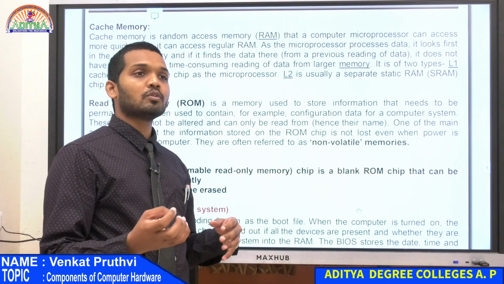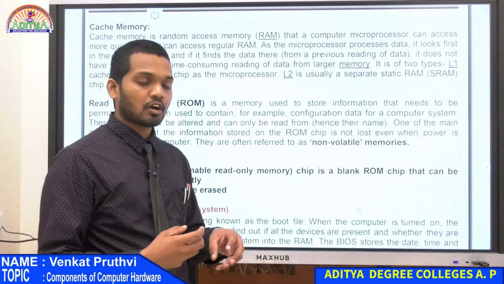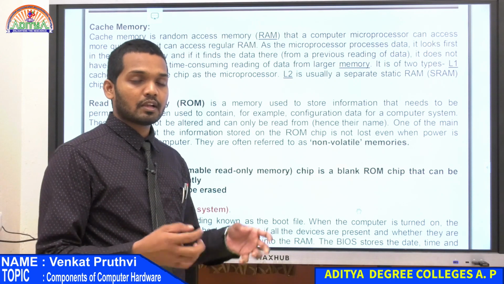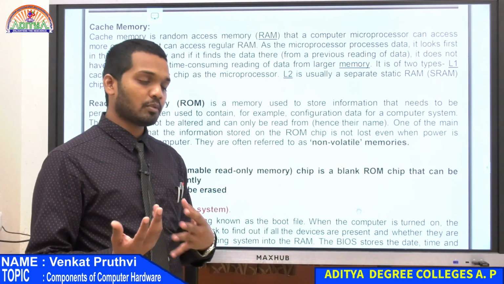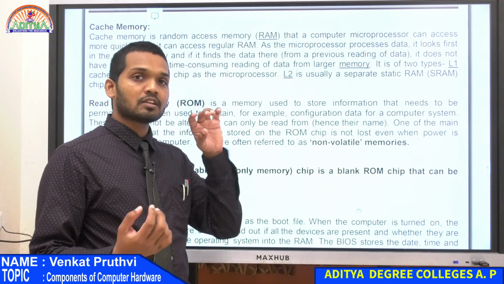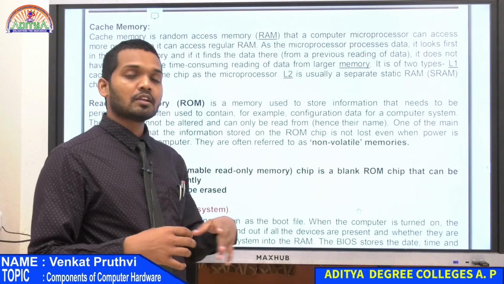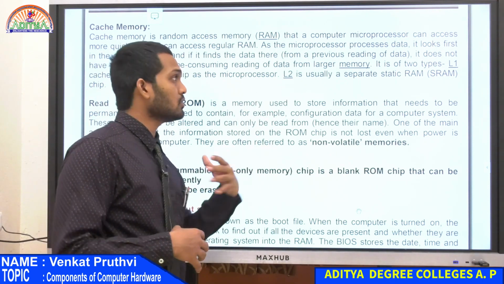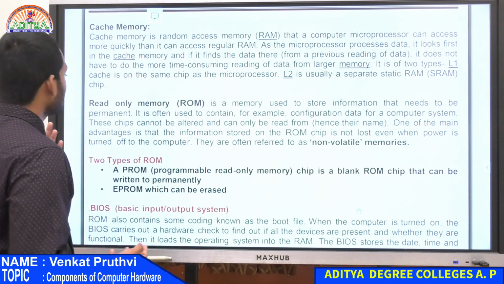So whenever the CPU requires it again, it will immediately contact the cache memory, get the instructions or the data, and perform. Otherwise, if you want a recent instruction that you have performed again, it has to go to the secondary memory, fetch that data and come back. So in order to reduce that time, we are using cache memory.